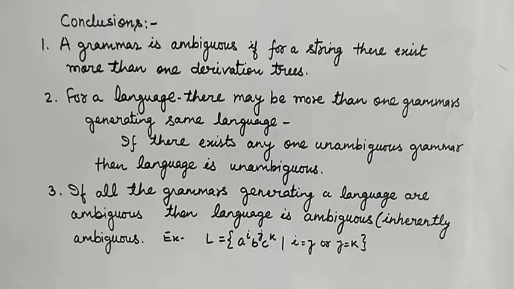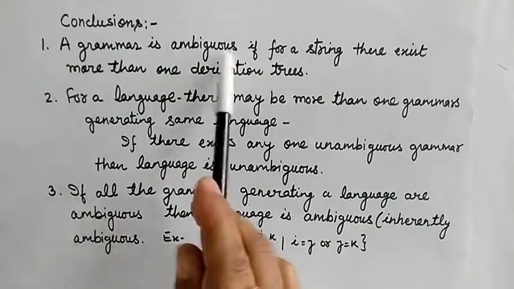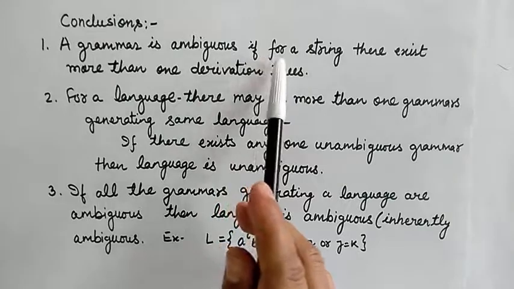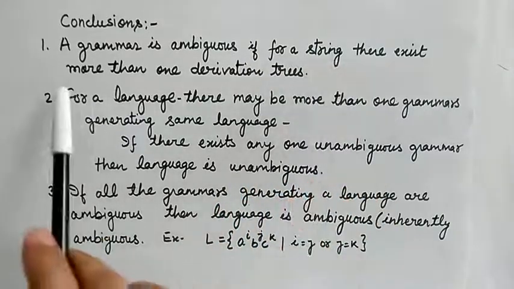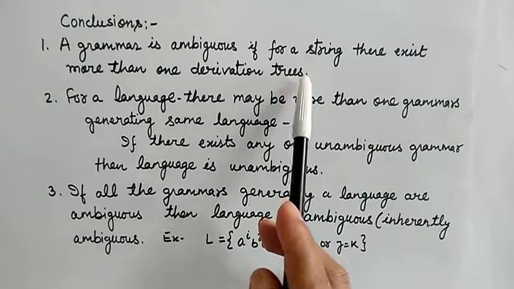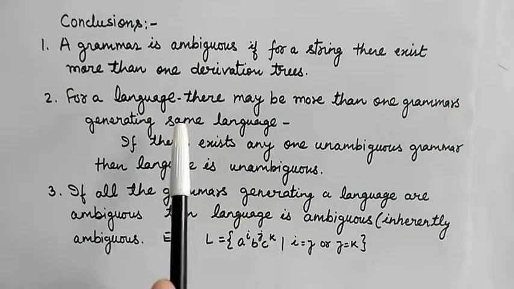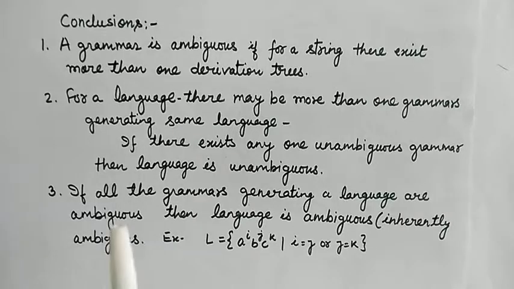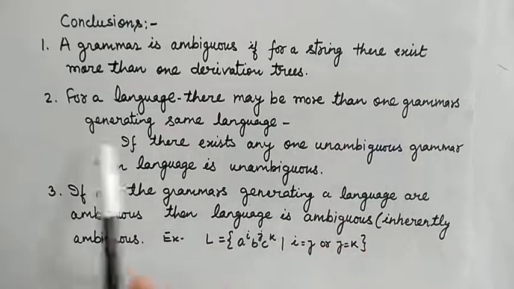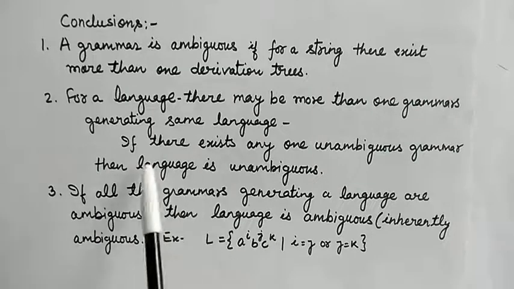So our entire discussion may be concluded like that. Number 1, a grammar will be ambiguous if for a string of that grammar there exist more than one derivation tree. And number 2, for a language, first conclusion is that there may be more than one grammar for the same language, and if there exists any one unambiguous grammar, then the language will be unambiguous. So out of those grammars, if any of the grammar is unambiguous, then the language will be unambiguous.